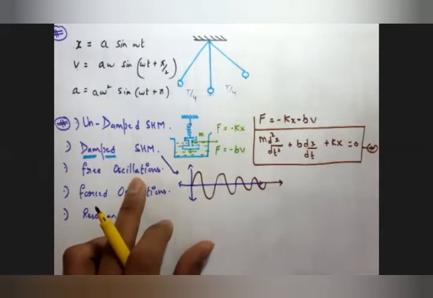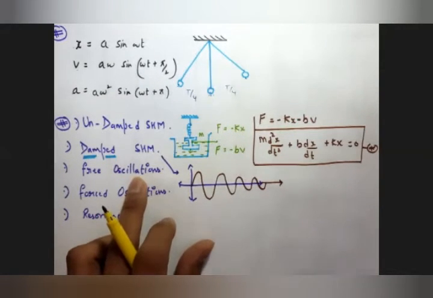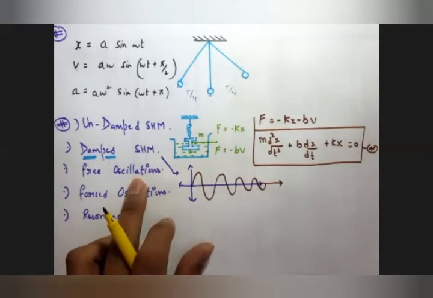String of a sitar is an example of free oscillation, each string producing a different sort of sound. Prongs of a tuning fork is also an example of free oscillation, producing its own natural sound on the vibrations.